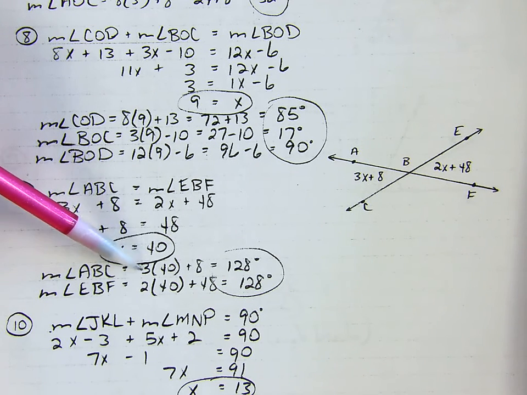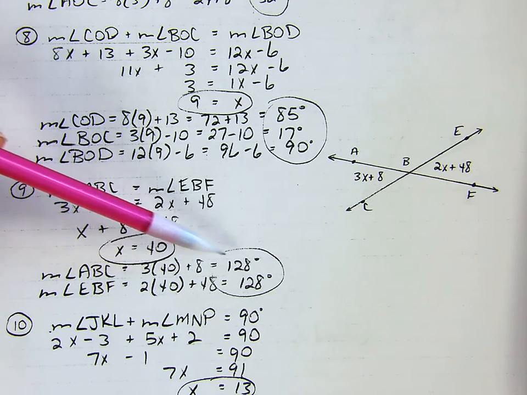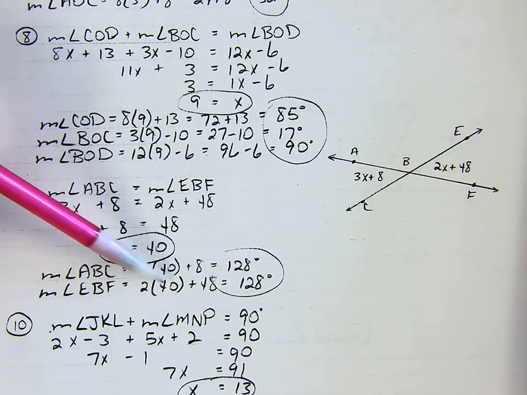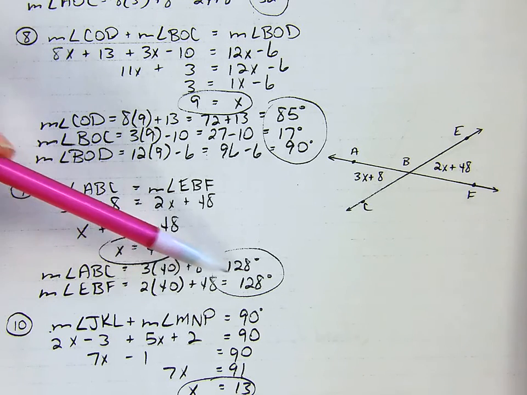ABC is 3 times x, or 3 times 40 plus 8. 3 40s is 120 plus 8 is 128. 2 times x, or 2 times 40 plus 48. So that was 80 plus 48 is 128.